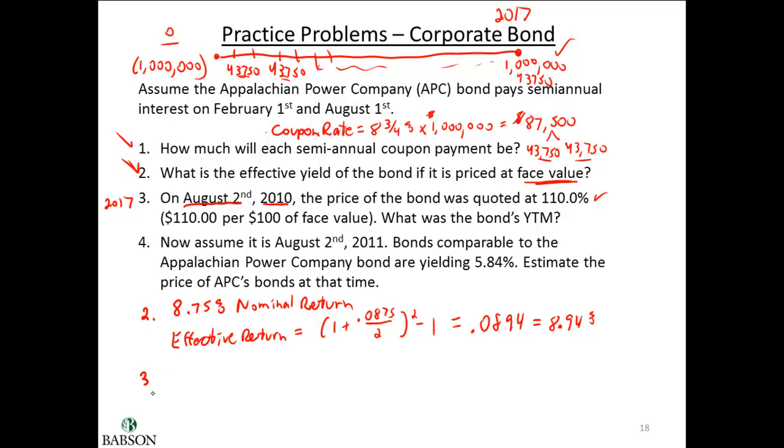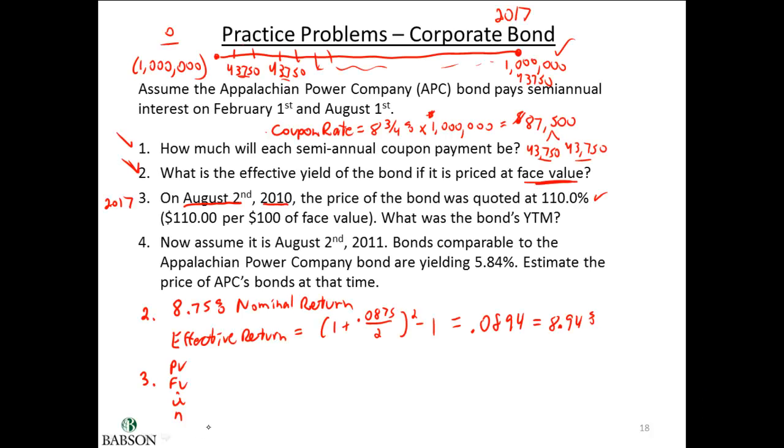So for problem 3, let's think about this. We've got PV, FV, I, N, and payment. Okay, let's fix that. The payment. We now know that the payment is the annuity of $43,750. What else do we know? We know that this bond is going to pay off from our timeline above. It's going to pay off $1 million at the end of the bond's life.